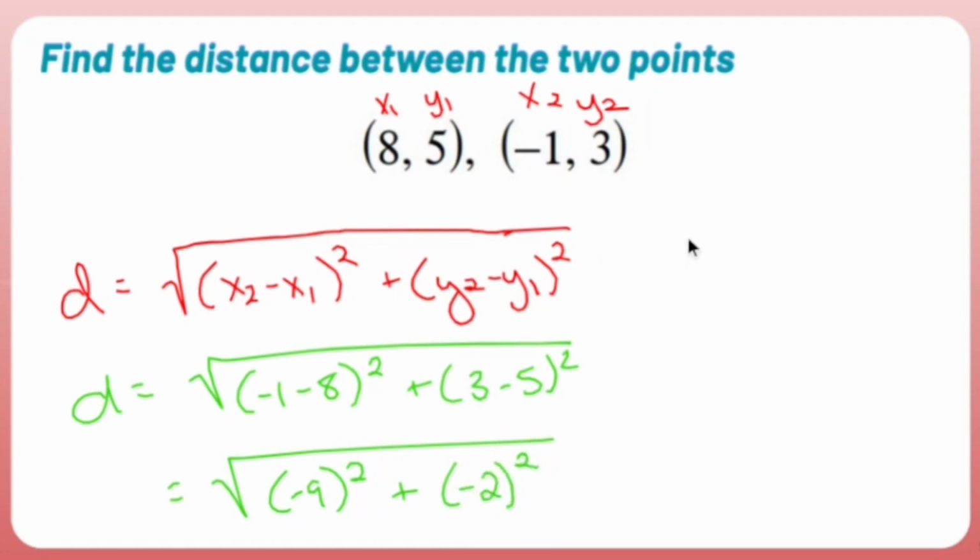Okay, let's bring that up here. The square roots are getting smaller. Negative 9 times itself is positive 81. Negative 2 times itself is going to be 4. And that gets me the square root of 85.